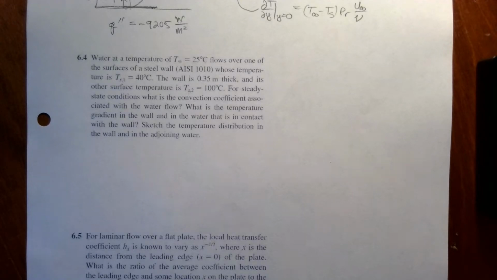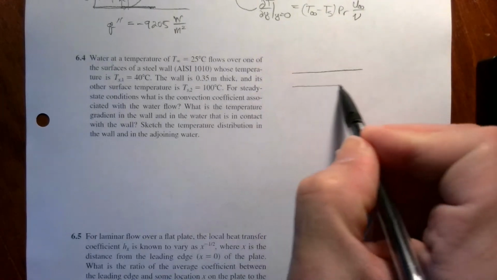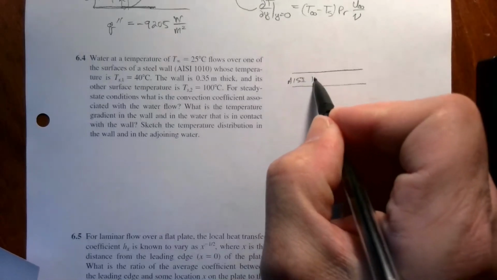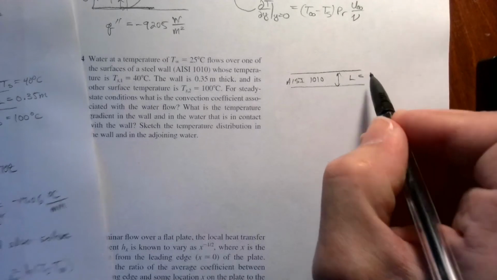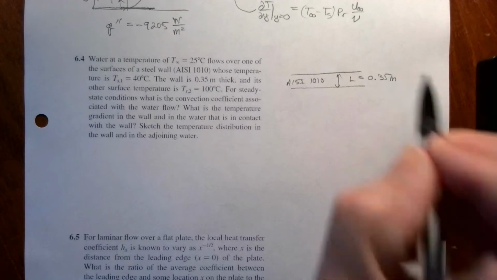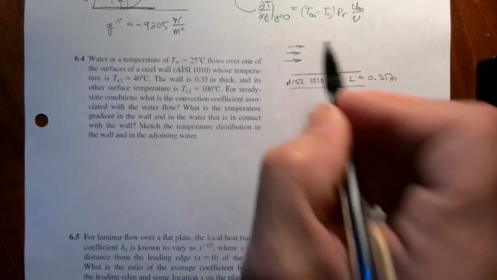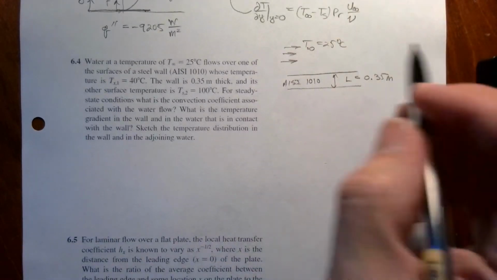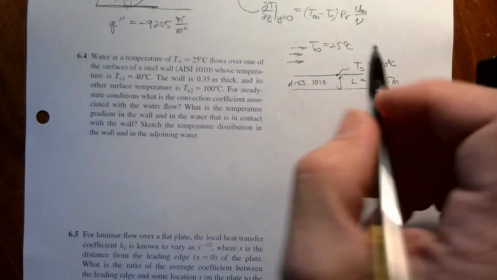Okay, so we have a situation for number 4. That is our steel, AISI 1010, right? So the distance across that, L, is equal to 0.35 meters. Let's call this the top side where we're exposed to the fluid. T ambient is at 25 degrees C. That surface temperature is 40 degrees C.